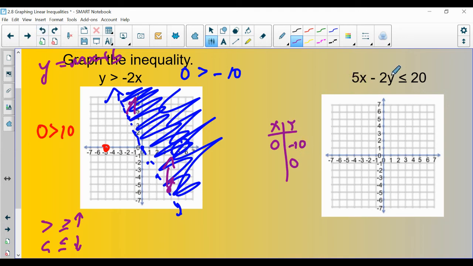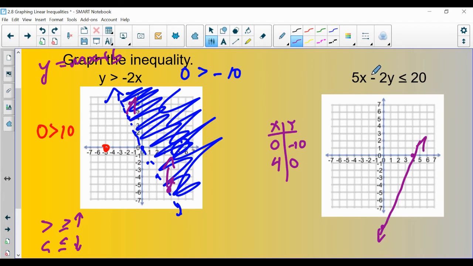Now plug in 0 for y. Plugging in 0 for y would make this one go away. And we would come up with the x value of 4. So now let's go ahead and plot these 2 points, 0, negative 10. That would be down here. And 4, 0 would be there. We need to decide if this is a solid line or a dotted line, and it is a solid line because of the or equal to. So you just connect them like normal.